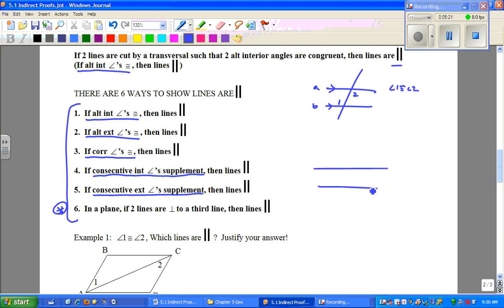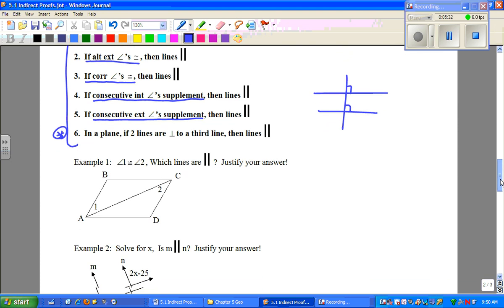So think about it. Here's 2 lines perpendicular to a third line. So it's perpendicular here and here. Oh, look at that. All the angles have to be 90. So basically you could use any one of these theorems to even prove this one.